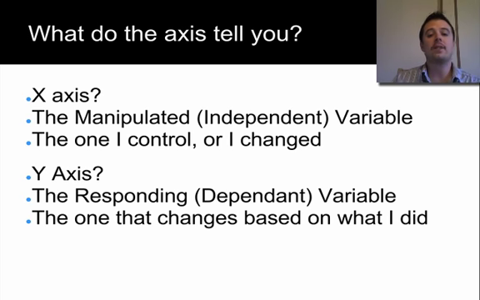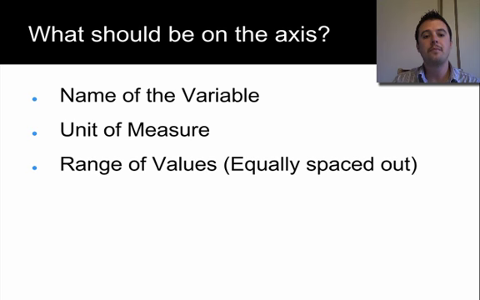On the x-axis, you will always find the independent variable. That's the one that I control. So the amount of homework, for example, in our initial scenario, the amount of homework that I do would be across the bottom axis, or the x-axis. On the y-axis would be the relationship of the dependent variable, the one that changes based on what I did. It responds, or it depends on the amount of homework that I do.